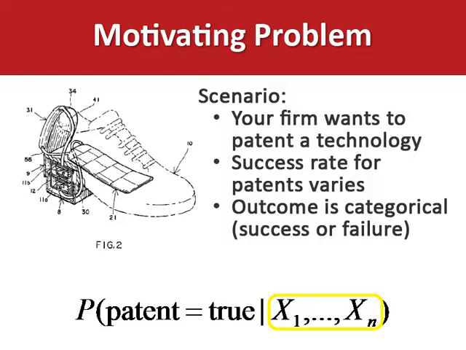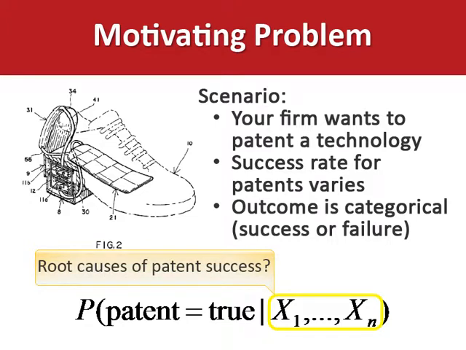The problem is we don't know what these characteristics are. So really we have two tasks. One is to understand the root causes of patent success, the things that impact this conditional probability. And second, to actually make a decision, we want to maximize the probability, of course, of getting a patent.